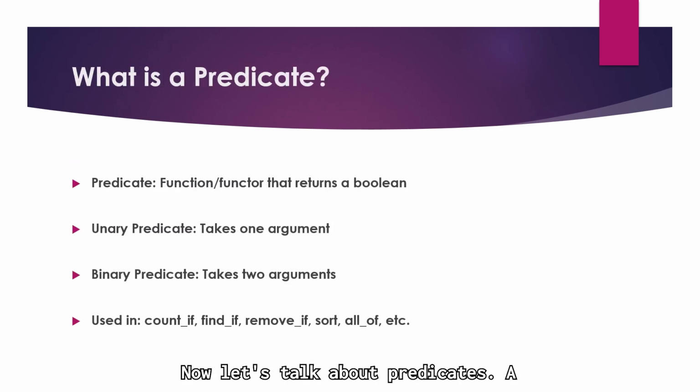Now let's talk about predicates. A predicate is simply a callable object, whether a function, lambda, or functor, that returns a Boolean value. Predicates are commonly used in STL algorithms where they help determine whether certain conditions are met. There are two types of predicates, unary and binary. A unary predicate takes a single argument and returns a Boolean, while a binary predicate takes two arguments and returns a Boolean.